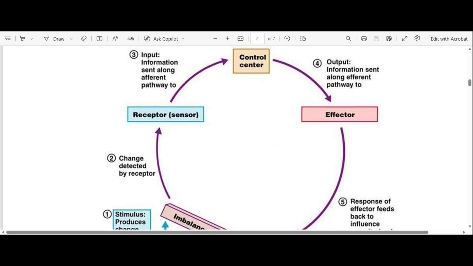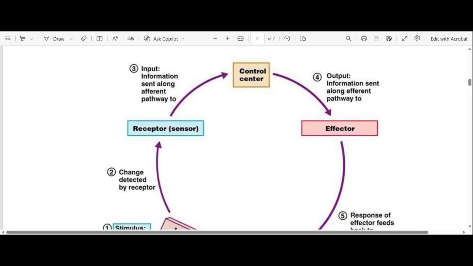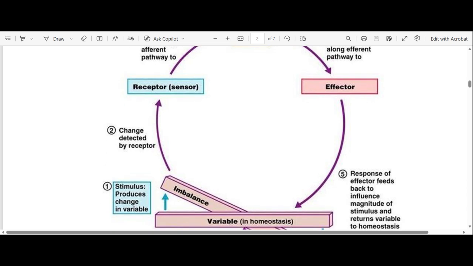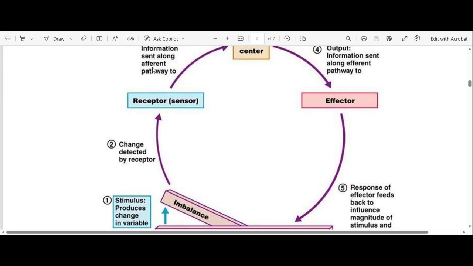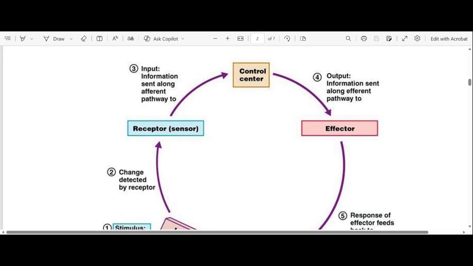This is just a diagram explaining the sequence of events, right? So what happens? We're starting here, there's an imbalance. Whenever there's an imbalance, that is detected by the receptors. It could be receptor cells, any receptor cells, right? So it's detected by the receptors. Then the receptor sends impulses to the control center, right? This is the control center.